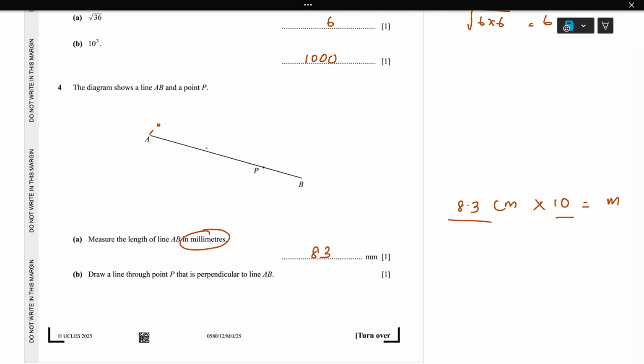Next, draw the line through the point P perpendicular. So use your protractor and place it here. From this point, choose the 90-degree mark here, just make a dot. Then remove the protractor and draw a straight line through this point to this point. So that is going to be 90 degrees here.